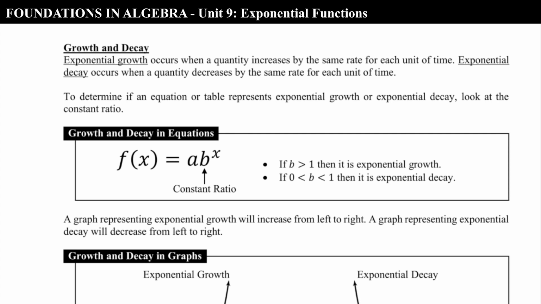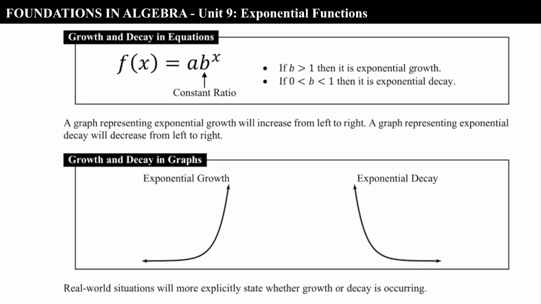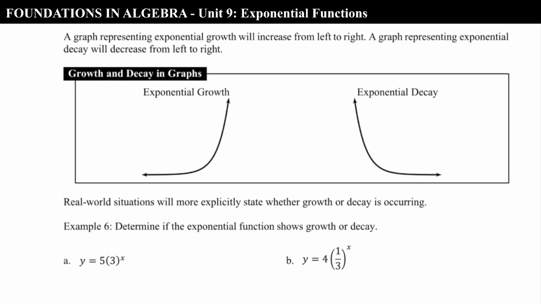Exponential decay occurs when the quantity decreases by the same rate for each unit of time. So to determine if an equation or a table represents exponential growth or exponential decay, you want to look at the constant ratio, which is your b value. If b is greater than 1, then you have growth. If b is between 0 and 1, then you have decay. So if your b value is like 1/2, 1/3, 2/3 even, okay? A graph representing an exponential growth will increase from left to right. A graph representing exponential decay will decrease from left to right. And there's examples of that.